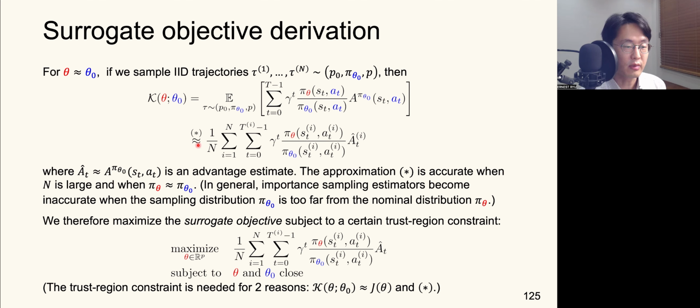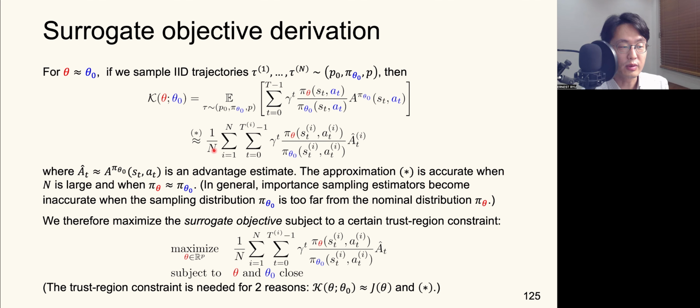Now, this approximation is going to be accurate when n is large, right? By the law of large numbers, when n is sufficiently large, the finite sample should approximate the expectation pretty well. But there's actually one additional requirement: we need pi theta to be sufficiently close to pi theta 0. More generally speaking, here we're doing importance sampling where we replace the distribution from pi theta to pi theta 0 when considering the distribution of A_t. And these kinds of importance sampling estimators become inaccurate when the sampling distribution pi theta 0 is too far away from the nominal distribution pi theta.